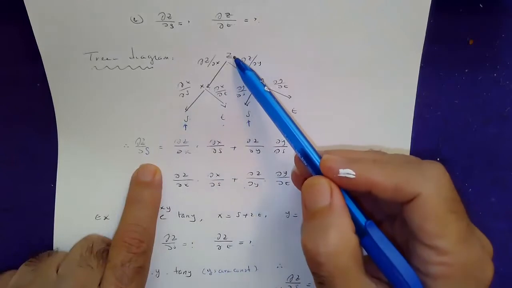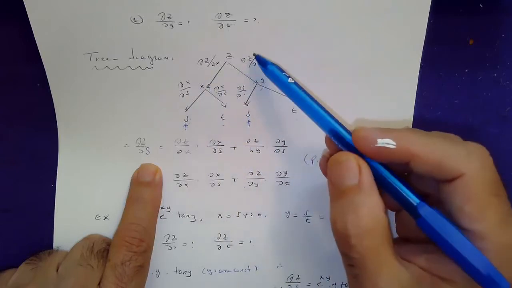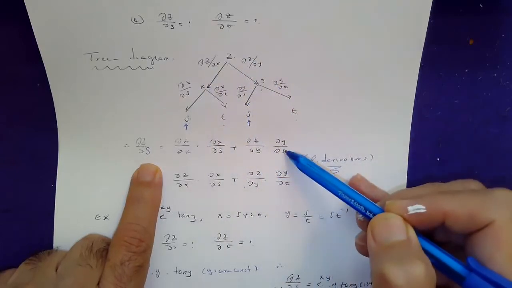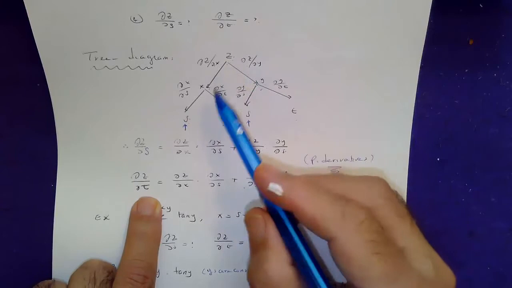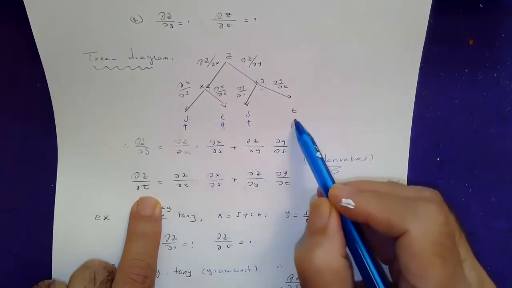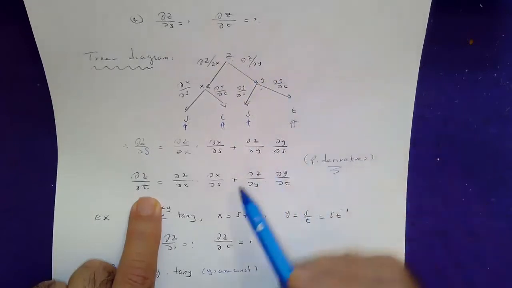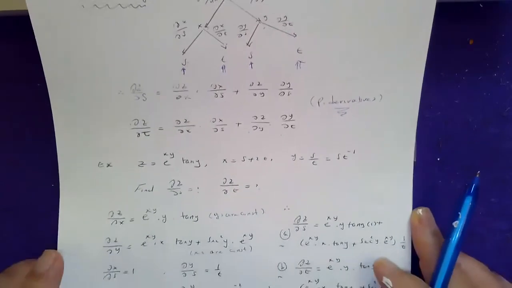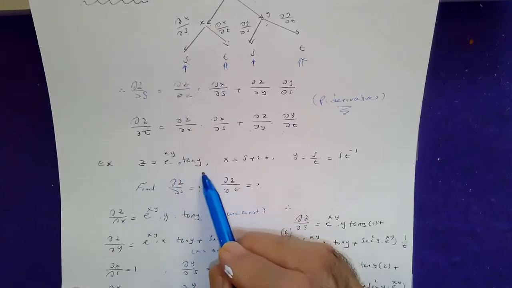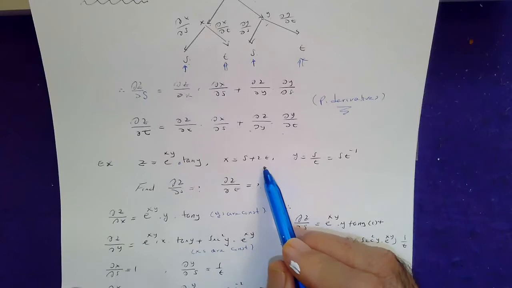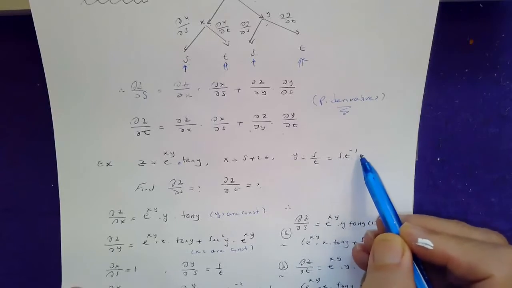So to find the partial derivative of z with respect to s, I multiply these two plus the product of these two. To find the partial derivative of z with respect to t, I take the branches which end with t. So I multiply these branches plus multiply those two branches, and there you have it. An example would be z equal to e to the xy times tan of y, but x is equal to s plus 2t, and y is equal to s over t, which we can write as s times t to the negative 1.